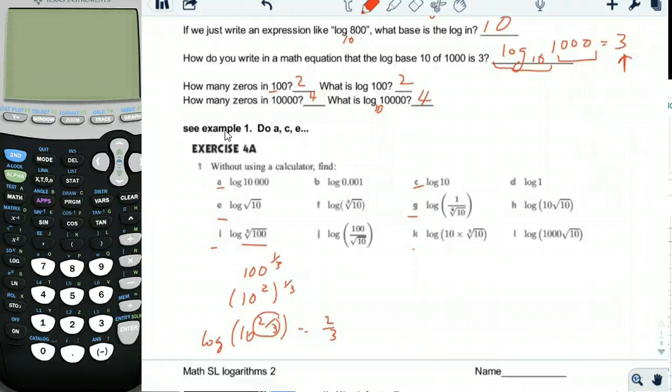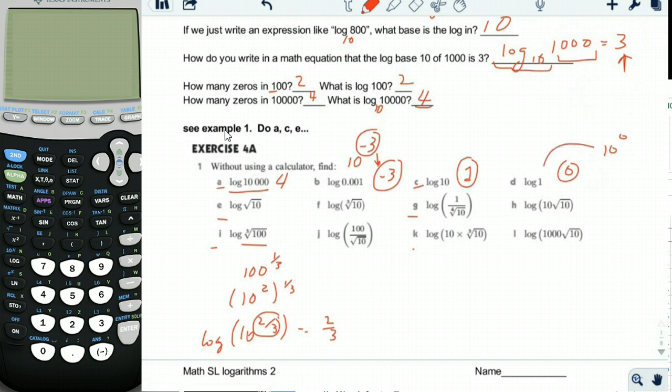Okay, so now let's take this one here. Log of 10,000. We just did log of 10,000. It's 4. Okay. Log of 0.001. Well, 0.001 is 10 to the negative third. So the log of 10 to the negative third is the exponent, when it's a power of 10. Log of 10 would be just 1. Log of 1 would be 0, right? Because 10 to the 0 is equal to 1.